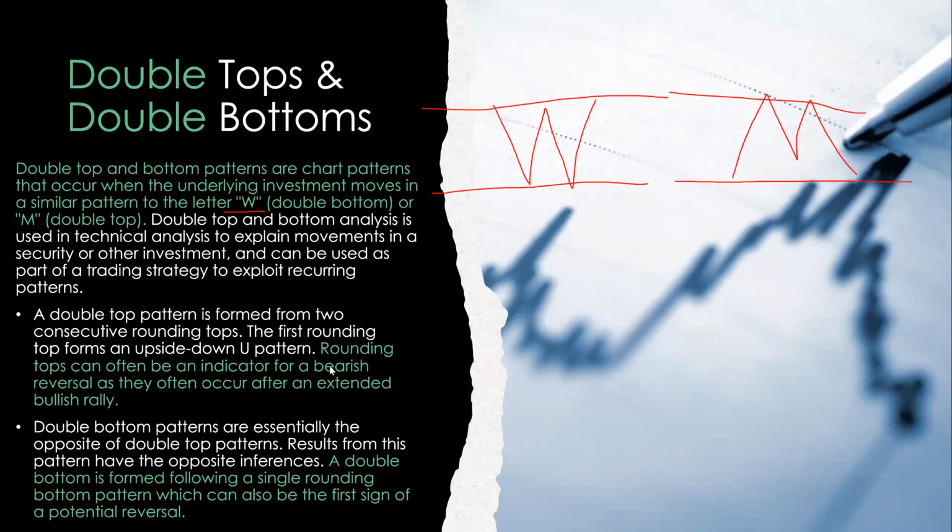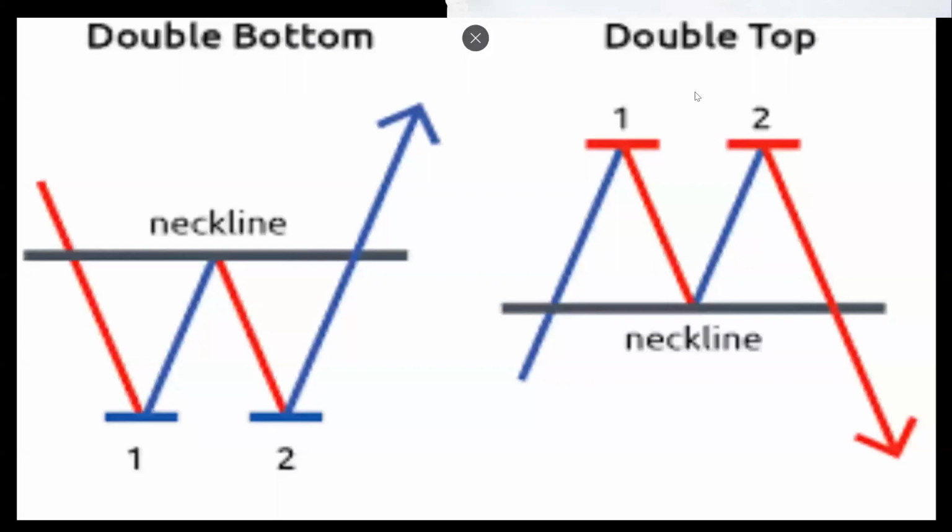The double top is formed when two consecutive rounding tops form the U pattern. Rounding tops can often be an indicator for a bearish reversal, as they often occur after an extended bullish rally. Double bottom patterns are essentially the opposite. A double bottom is formed when a single rounding bottom pattern, which can also be the first sign of a potential reversal. So let's take a look at these.